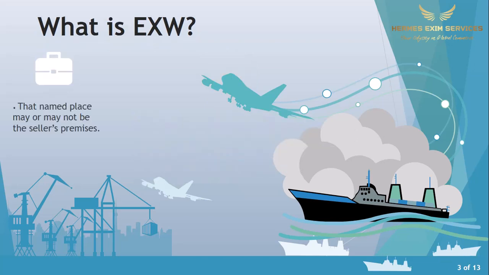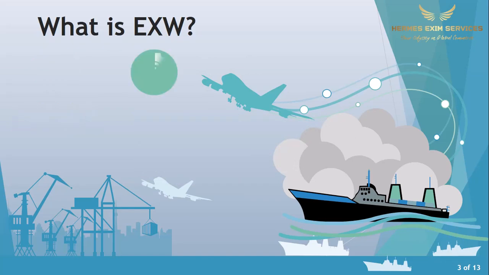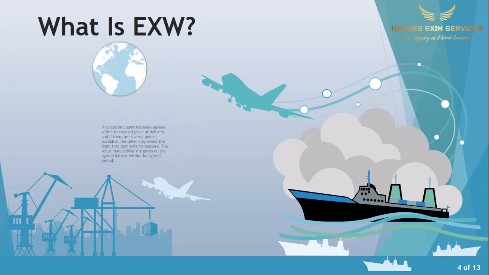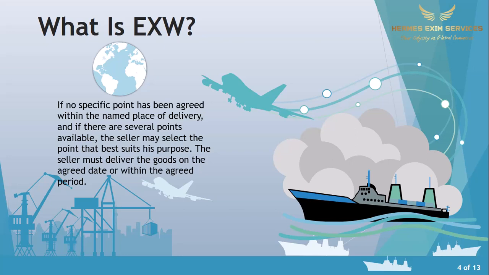That named place may or may not be the seller's premises. And for delivery to occur, the seller does not need to load goods on any collecting vehicle, nor does he need to clear the goods for export where such clearance is applicable. If no specific point has been agreed within the named place of delivery, and if there are several points available, the seller may select the point that best suits his purpose. The seller must deliver the goods on the agreed date or within the agreed period.